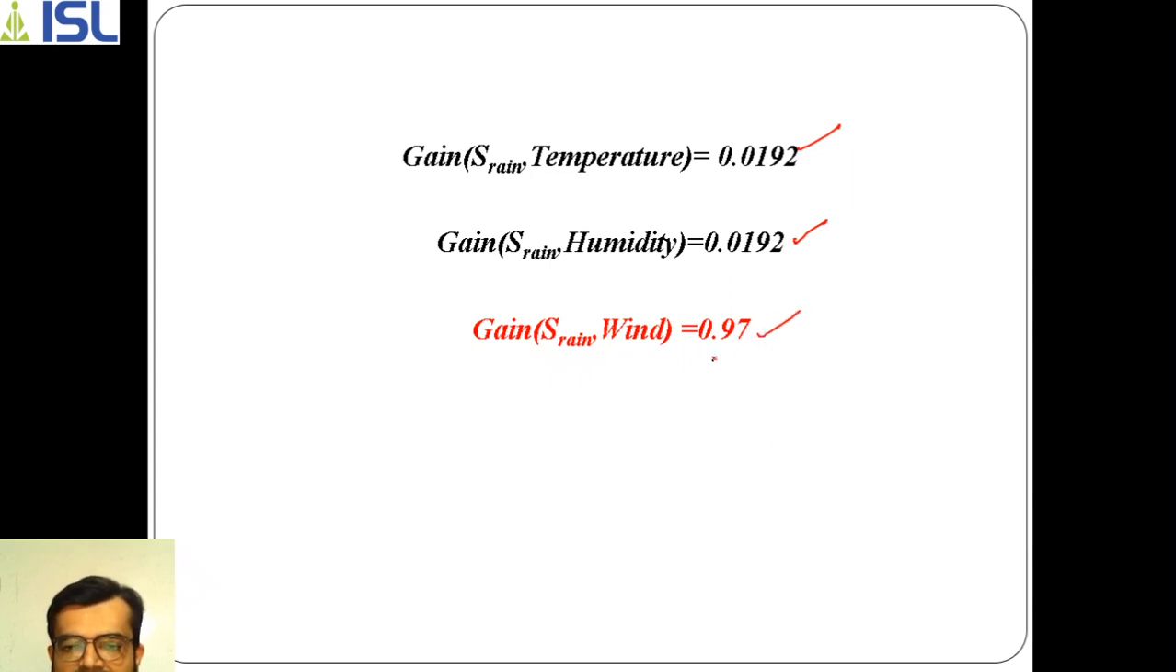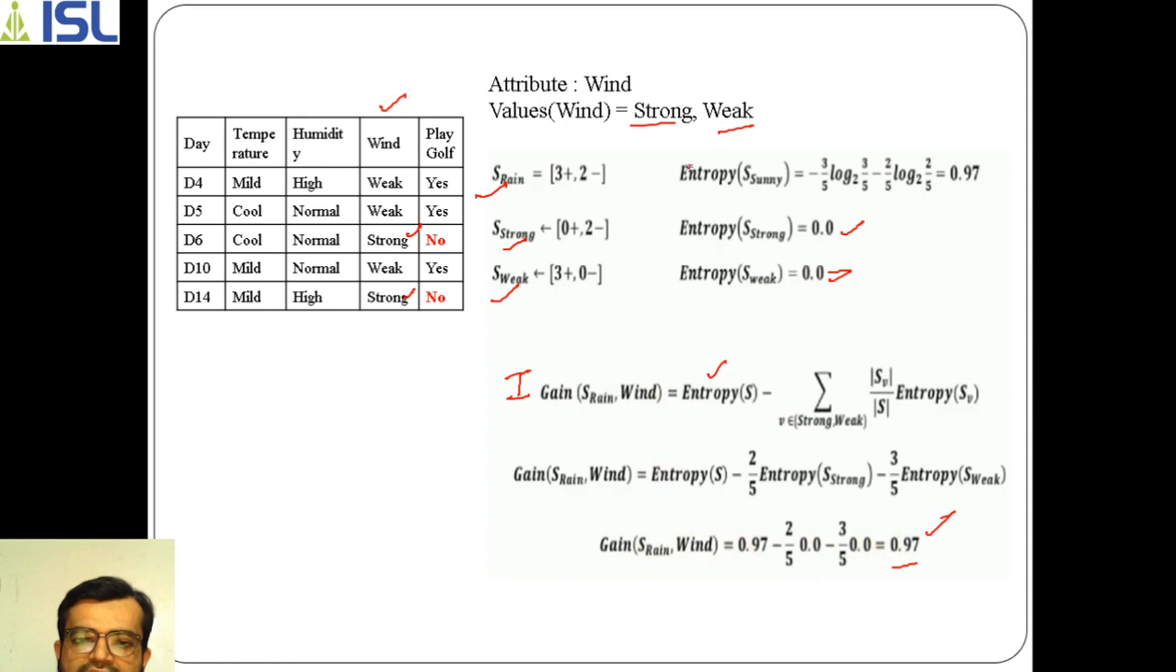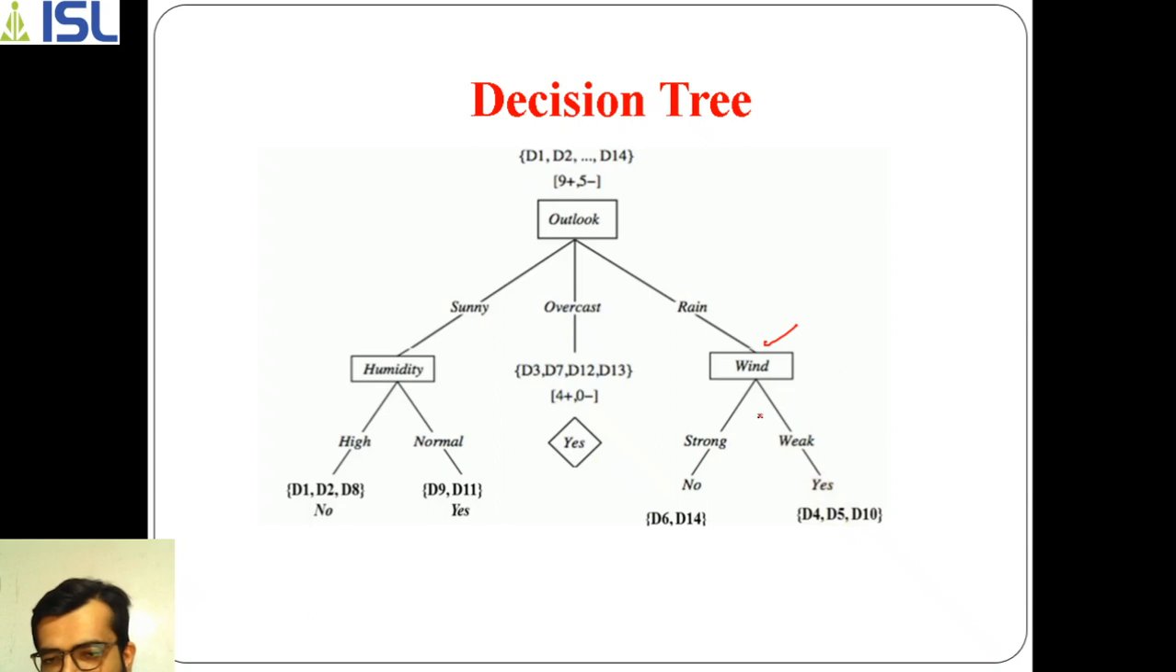Now which is the maximum value here? Wind. So now we need to select wind here. After selecting wind, how many values are there? 2 values, strong and weak. So here strong and weak we are taking, and if you observe, in strong D6 and D14 are No, and for weak D4, D5, D10 are Yes. So now there is no need for further changes. Why? Because you got the complete decision tree in this way.